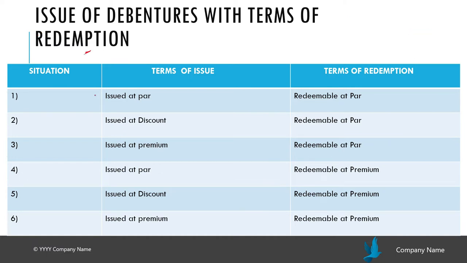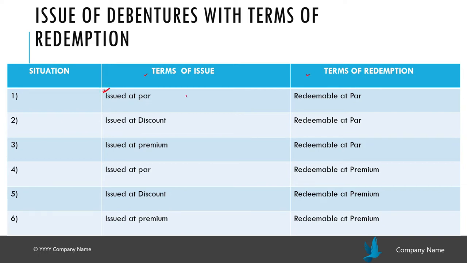Now these are the following terms of redemption of debenture. That means at the time of issue only, the terms of redemption are declared to its debenture holder. Now the issue of debenture is done at par and redemption will also be done at par. Then that is very simple because it is just a normal case.